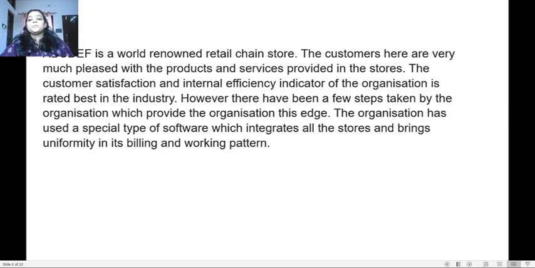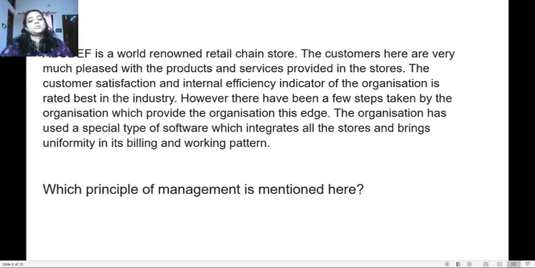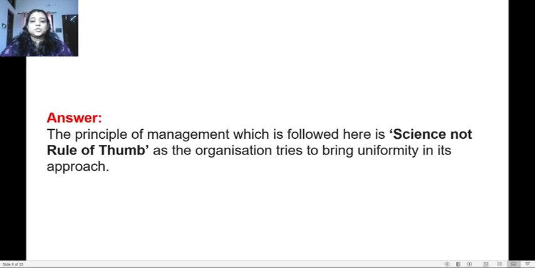What is happening over here? This organization is making the customer satisfied, but how? They have used a centralized process, a system where wherever the stores are, one or two or three stores in the city or outside the city, they are bringing uniformity in the software where every employee is being taken care of and the same working pattern is being followed, right? What do you think? Which principle of management is being mentioned here? Yes, you are correct. Science, not rule of thumb.